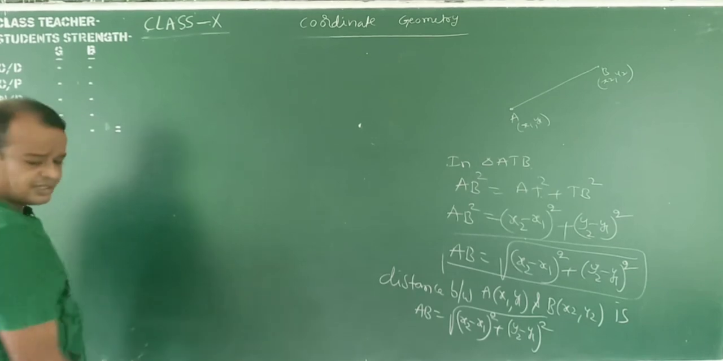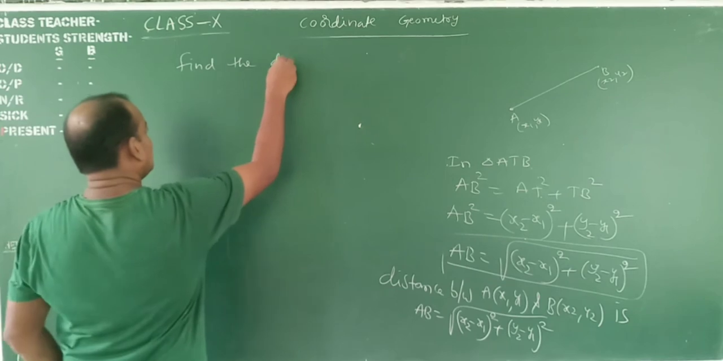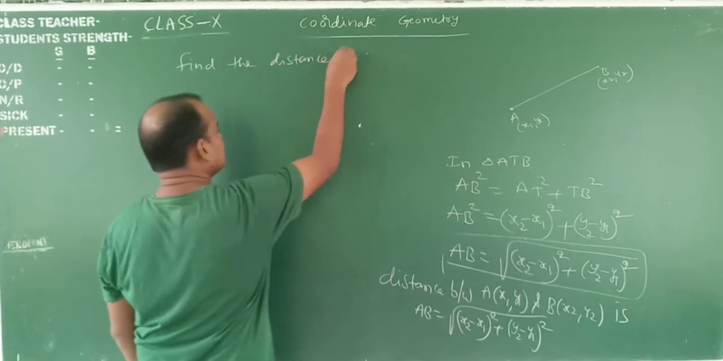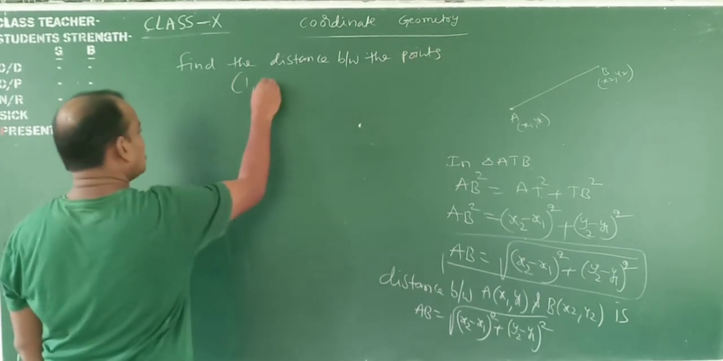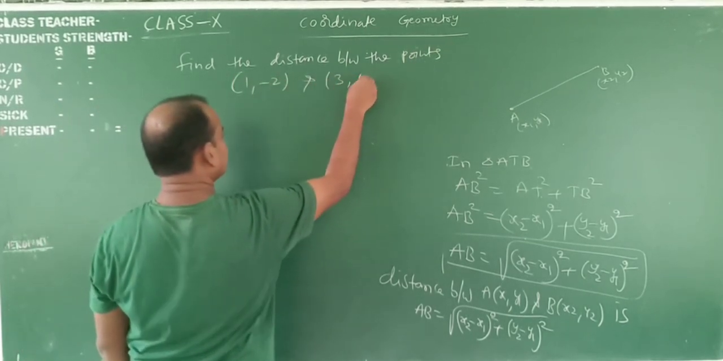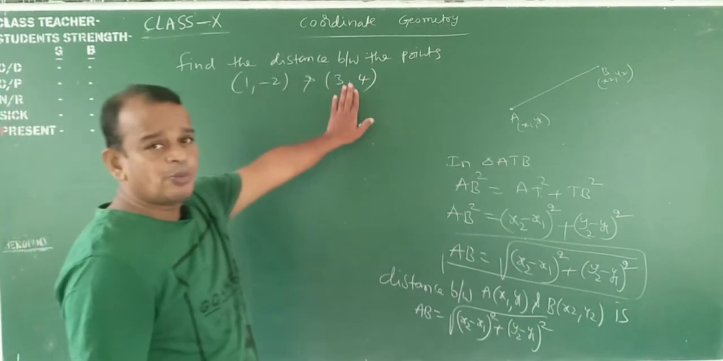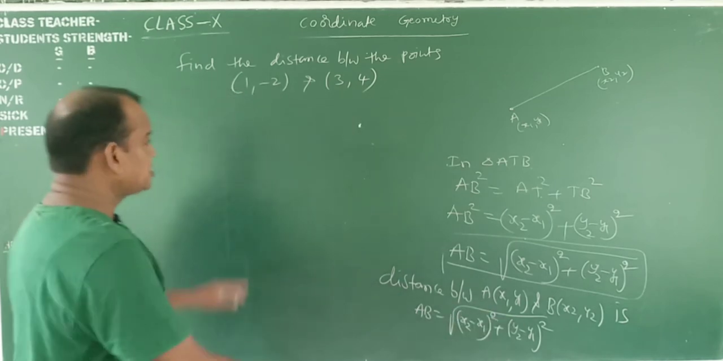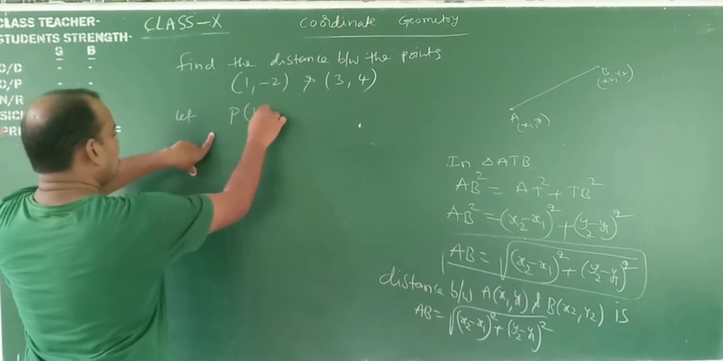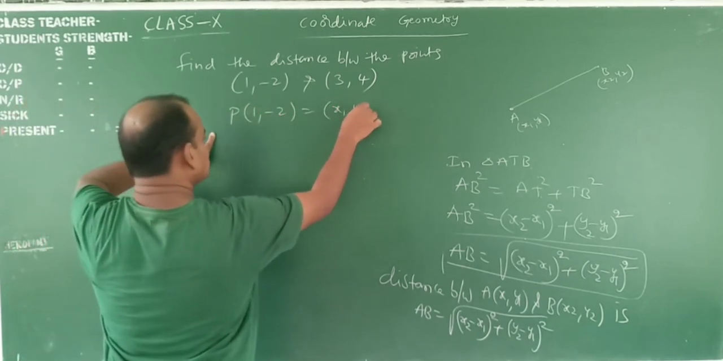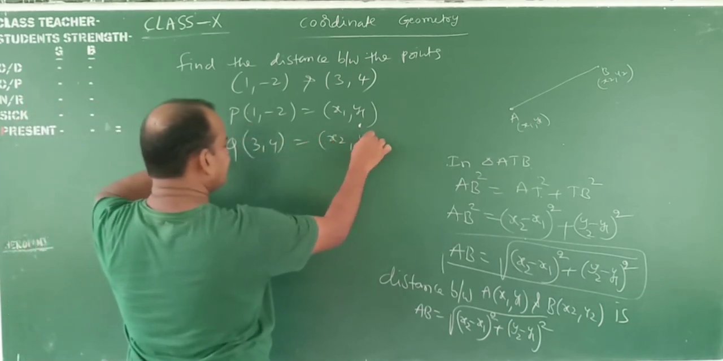Now suppose we will do one problem. Find the distance between the points (1, minus 2) and (3, 4). How many points are given? Two points are given. What is the formula? This is the formula. Suppose let P and Q. P is (1, minus 2), this is X1, Y1. Solution, my dear students. Q is (3, 4), that is equal to X2, Y2.